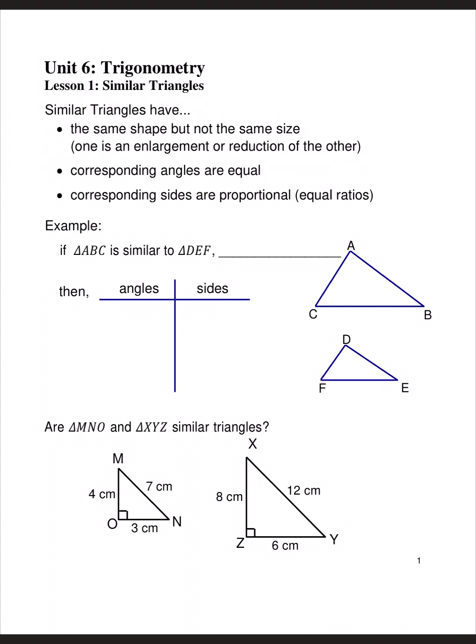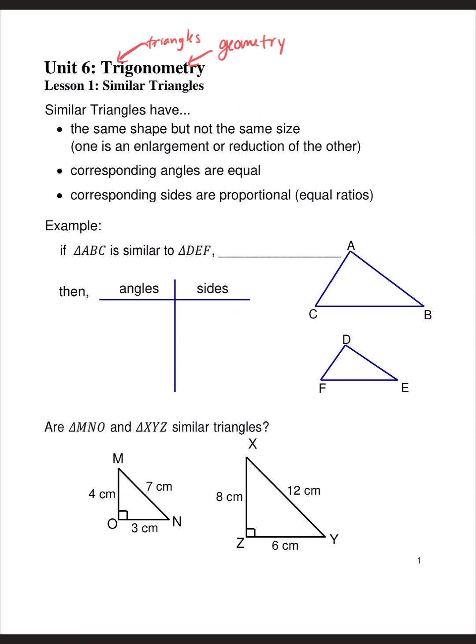So as we start exploring this unit on trigonometry, let's first break down what trigonometry is. The tri part of trigonometry refers to triangles, and the last part, the nometry at the end, refers to the geometry of triangles. So when you put it together, we're talking about triangle geometry basically.